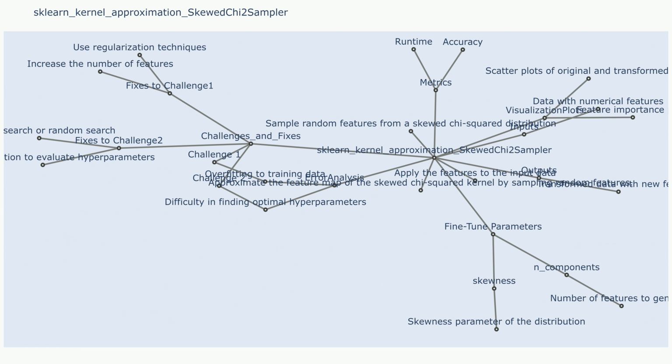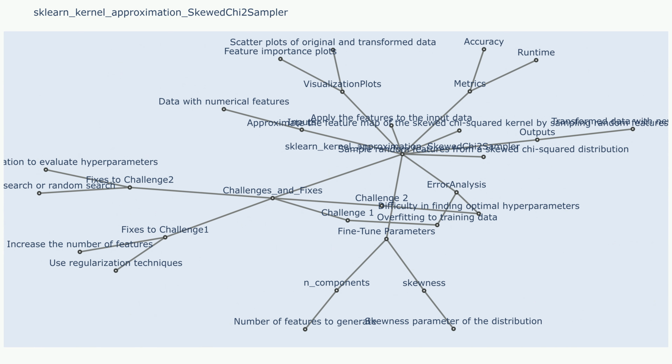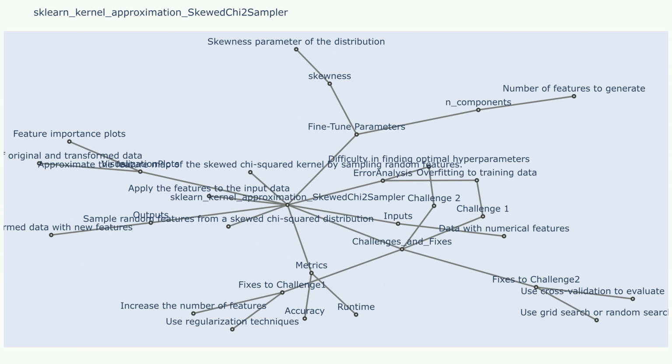Challenge 2: Computational cost. For very high-dimensional datasets, the transformation process can be computationally expensive, especially with large N components. Sample use case that resulted in challenge 2: Applying skewed Chi2 sampler to a large dataset with millions of features and a high N components value could result in significant computational overhead. Fixes to challenge 2: Consider using a smaller N components value or exploring alternative kernel approximation methods with lower computational cost.